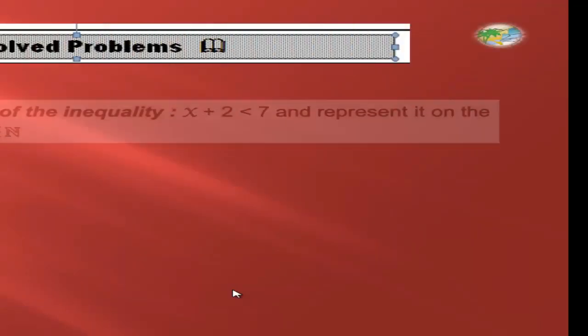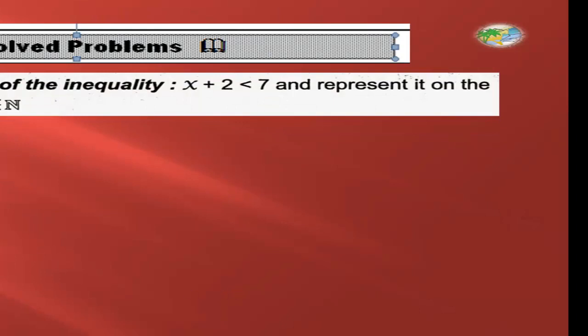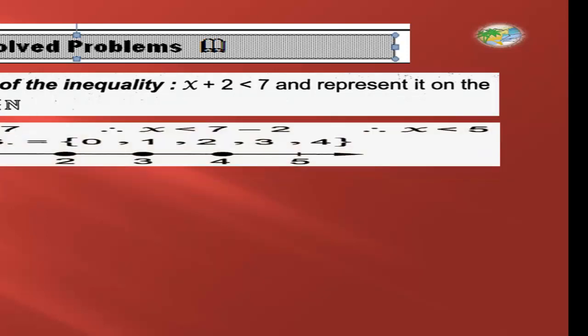Now solve the problem. Find the solution set of the inequality x plus 2 less than 7 and represent it on the number line where x belongs to n. Okay. Before we start, we solve this inequality with the same steps as solving an equation, exactly the same steps.